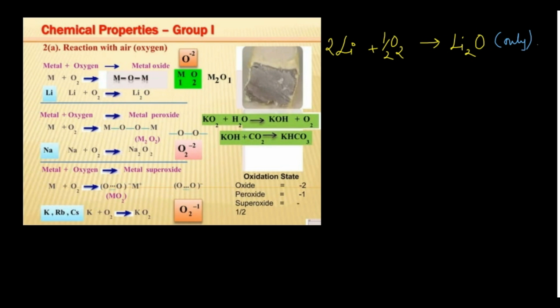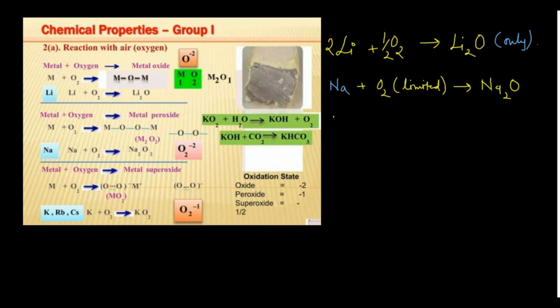And if you have sodium, I can write the reaction here. When this sodium reacts with O2 and the supply of the oxygen is limited, then in the limited supply of the oxygen it will form Na2O, that means monoxide. Please remember this thing.